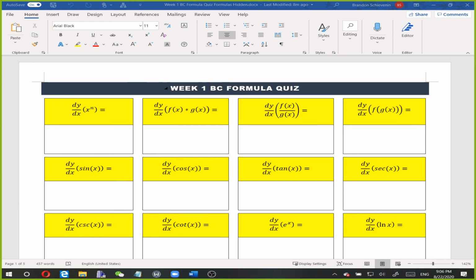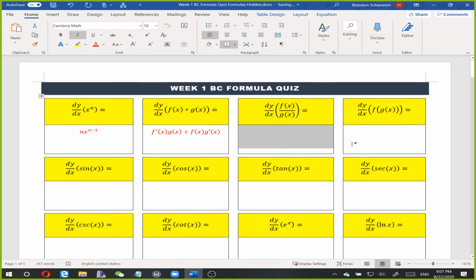So starting out with, if I derive x to the n power, what's going to happen? Kelly? Perfect. I'll just do it this way. Okay. Kyle, if I derive f of x times g of x? Perfect. So here it is again.